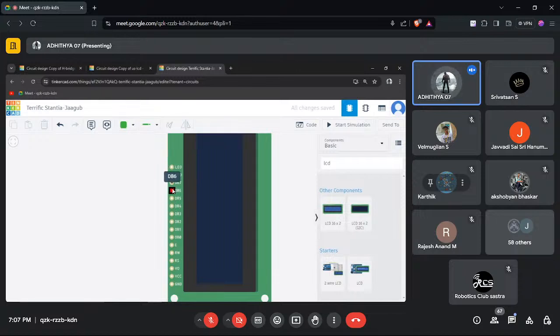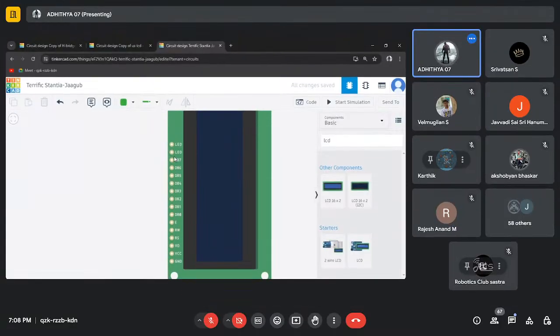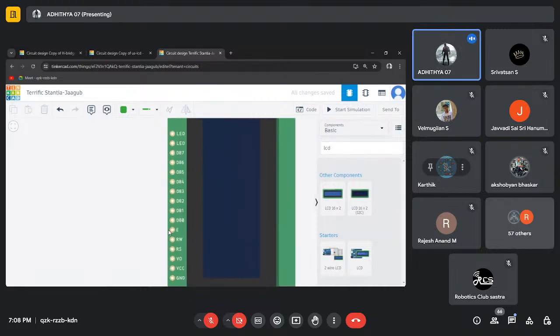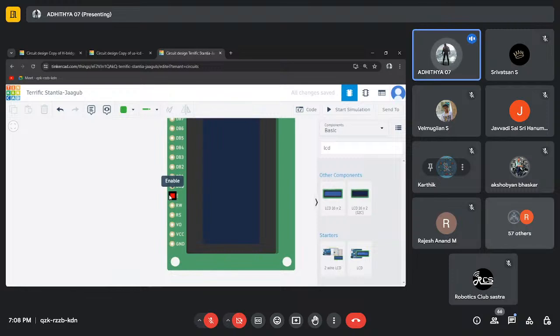So these are digital pins. An LCD display of this type communicates with the Arduino in a parallel manner. I'm sure juniors wouldn't understand this, but second years will. There are multiple kinds of communication, so I won't go into that. This is 8-bit communication. Then there is the E, which is the enable pin.